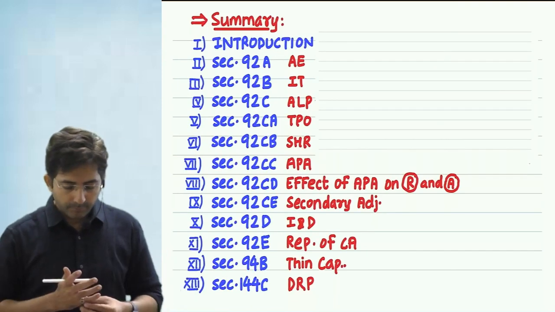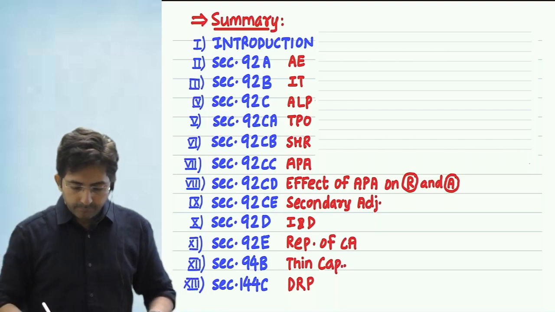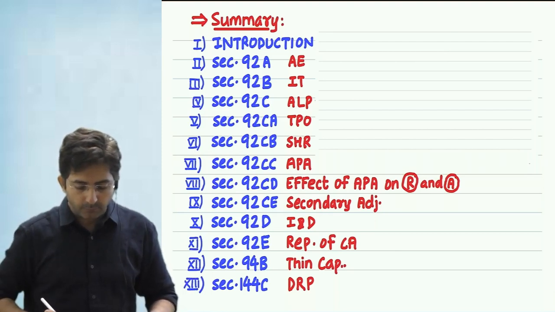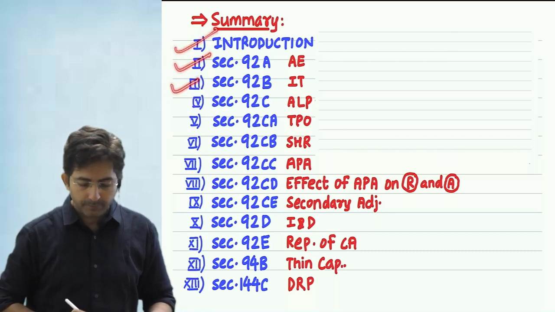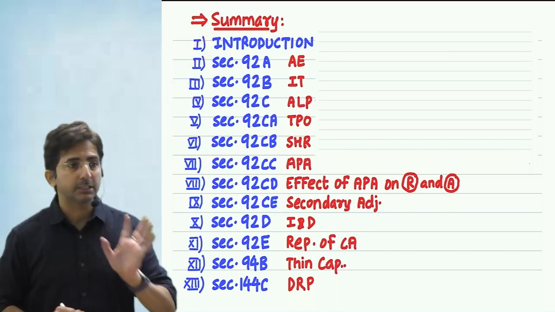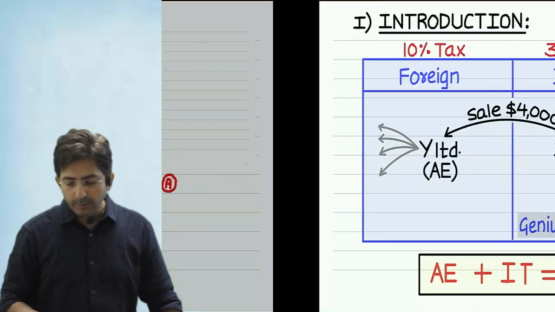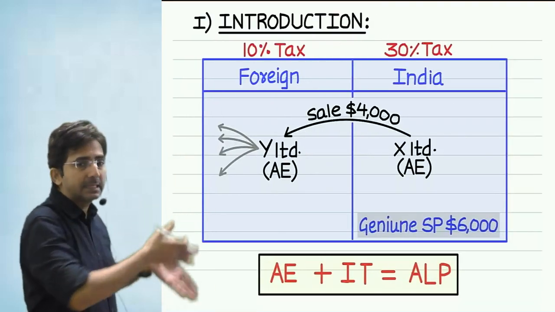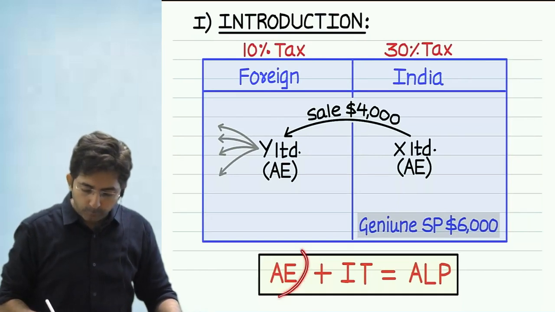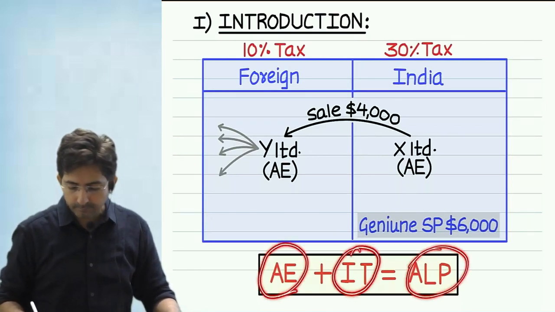Okay, now proceeding with this chapter, next what we have? We did introduction, we did section 92A. Now next is 92B. This is the definition of international transaction. As I have already stated in the last lecture, after understanding this example, we have to go into the depth of this equation.